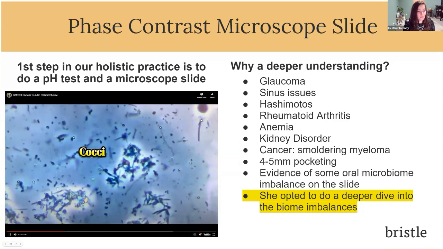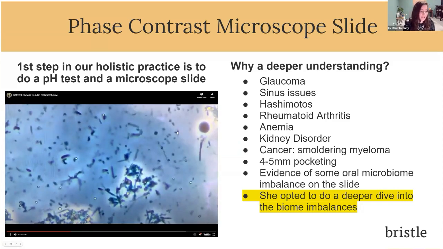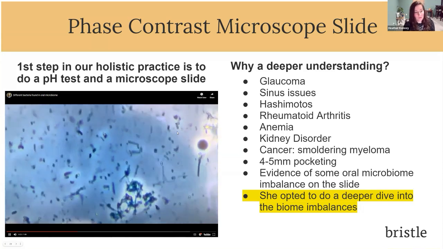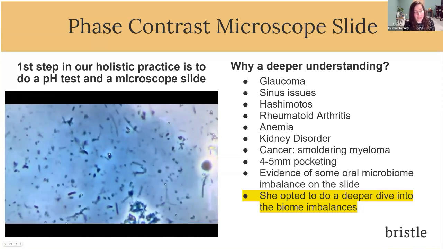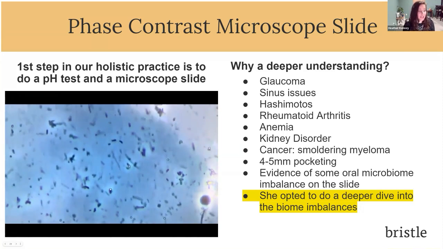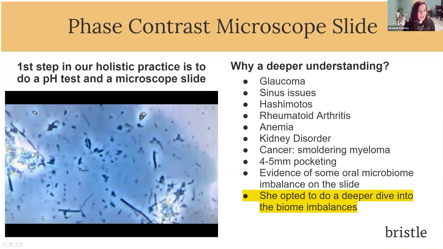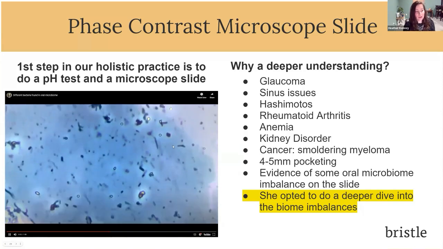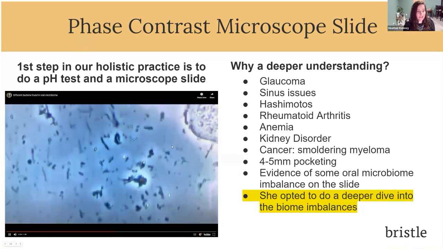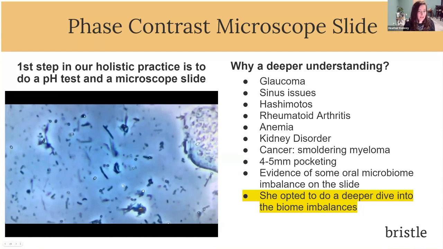There's a red blood cell present. There's some cocci in there. With the microscope slide, I always explain this is a screening. I don't really know exactly what's in there. I can kind of guess, but it's more of a screening of the dysbiosis than it is an actual diagnostic process.